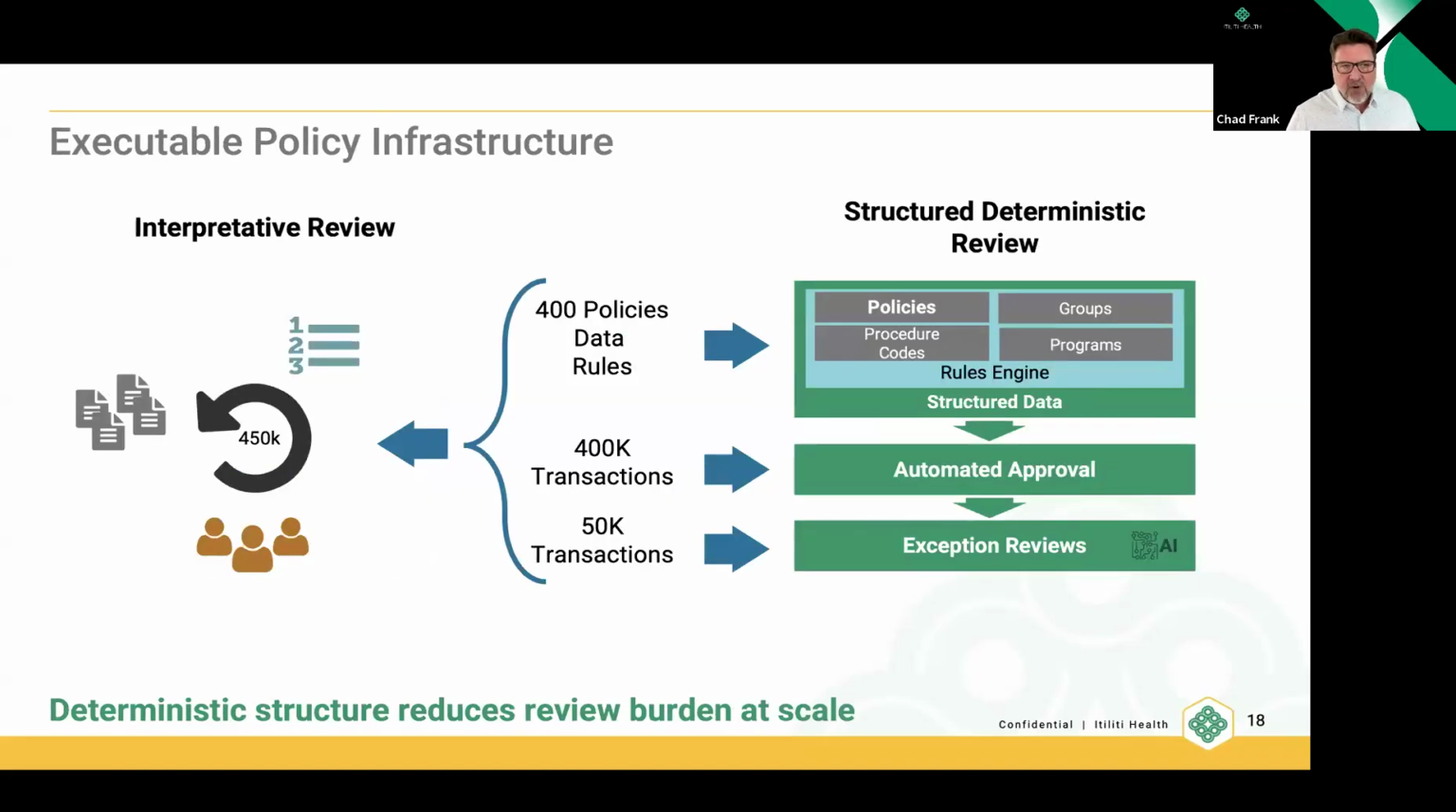This represents not a specific company, but when Michael and I are talking to clients, an average size payer. This average size payer, down the middle of the slide, has approximately 400 policies. And of that company, they do about 450,000 prior authorization transactions a year. In an interpretive review, on the left-hand side of the slide, and this can be either how you're doing it manually today, or if you drop AI or other tools into it, it's interpretive.